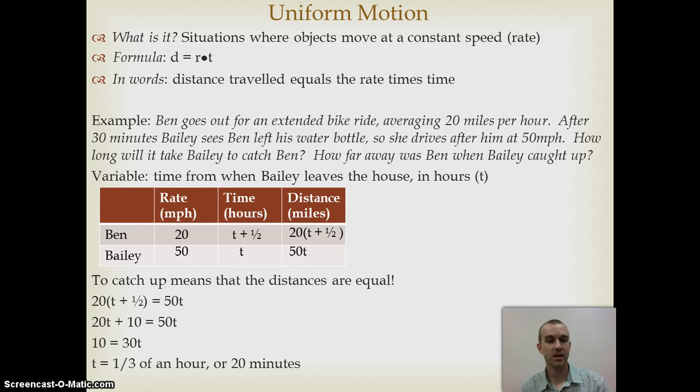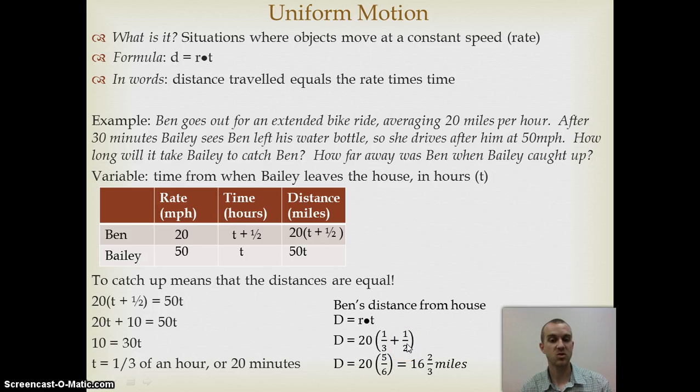So if I plug that back in, I can then figure out, well, how far away was Ben from the house? So I've got my distance equals my rate times my time. That's going to be the 20. I'm going to plug in the 1/3 plus 1/2. That gives me 20 times 5/6, which is 16 2/3 miles away from when he originally left.